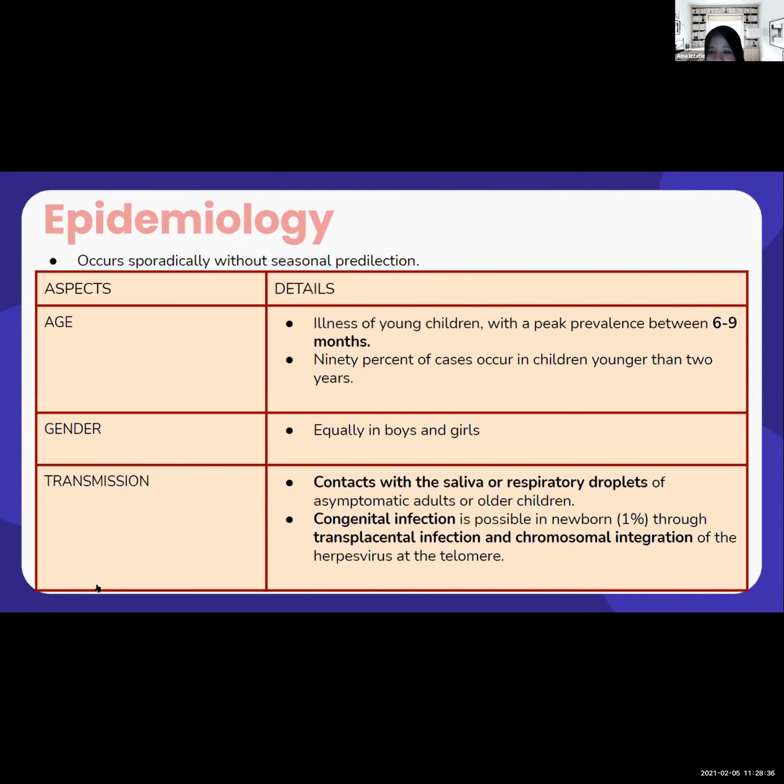Congenital infection is possible, but it is rare, only about 1%, through transplacental infection and chromosomal integration of the virus at the telomere.